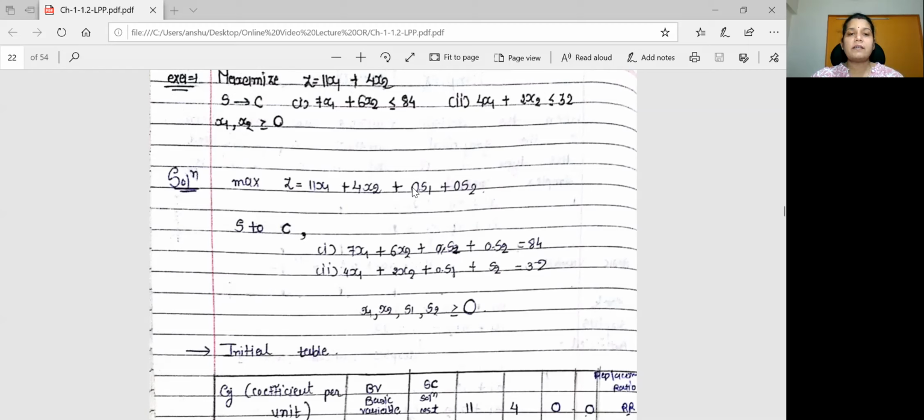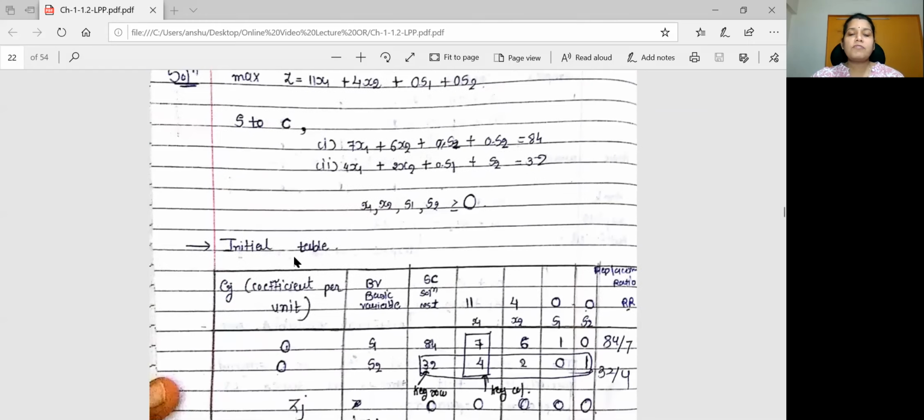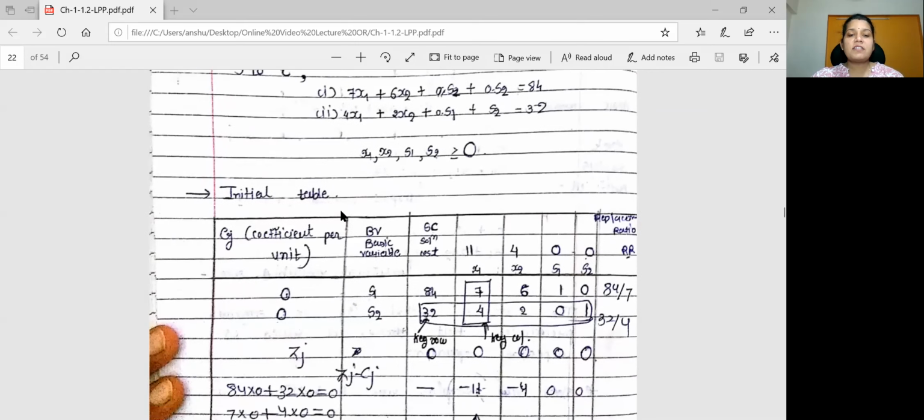Then we write our objective function: maximize z = 11x1 + 4x2 + 0·s1 + 0·s2. In case we use any artificial variable, then we also write plus 0·a1. Got it? So for our initial table, in this equation we always write x1, x2, s1, s2 ≥ 0, because all decision variables and slack variables are always greater than or equal to 0 in the LPP model. So we write the first initial table.